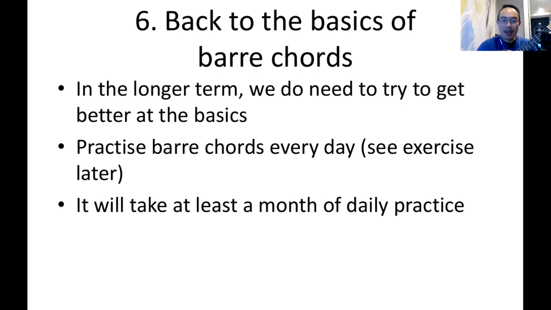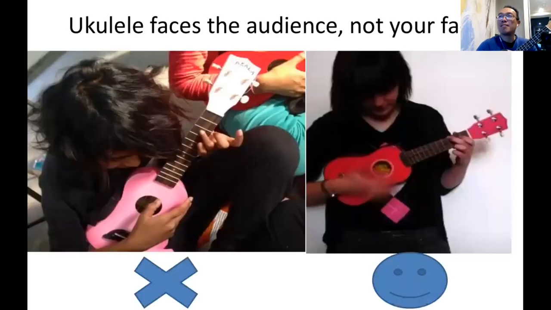These are some tips I have for bar chords. Number 1, the ukulele must face the audience, not your face. I know you like to look at it, but the best way to play bar chords is to face the ukulele forward towards the audience. So look at it and then turn it away from you. Turn it away. That's the easier way to play bar chords. Number 2.